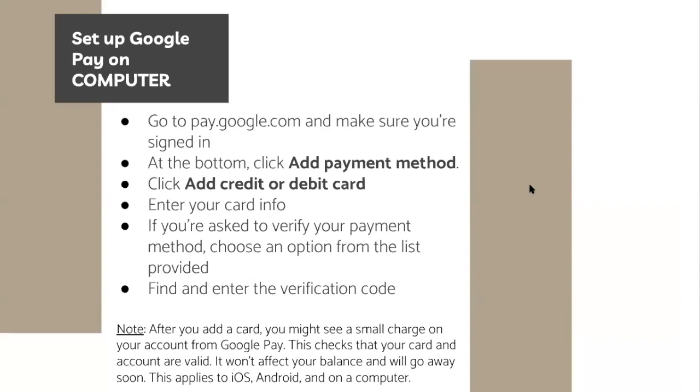On a computer, you would go to the website, which is over here, pay.google.com, and you would sign into your Google account. At the bottom, you would click Add Payment Method, click Add Credit or Debit Card. You would enter your card info, and if you're asked to verify your payment method, choose an option from the list that's provided. And once it's given to you, find and enter the verification code.